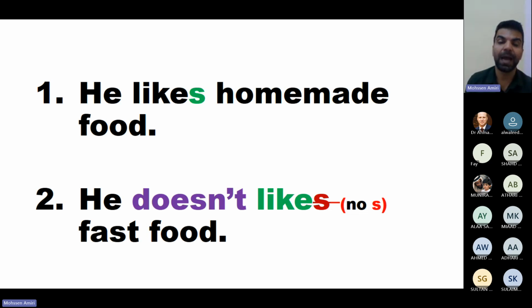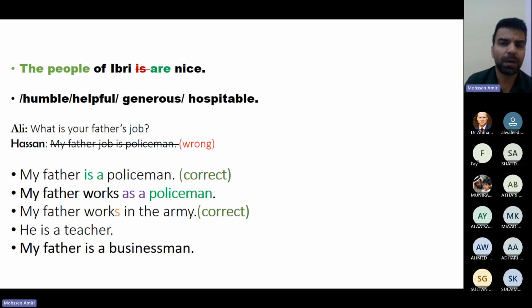You should keep it in your mind. He doesn't. Ali doesn't. He doesn't like, no S again here. The fi'l will not get S. He doesn't like fast food. He doesn't like, for example, watching movies. Zain Shabab, so be careful about this. Okay, talking about people also, there is one nukta.